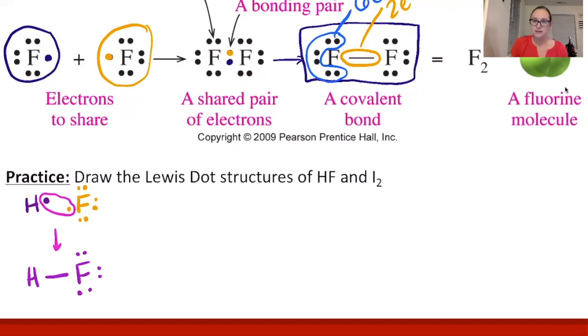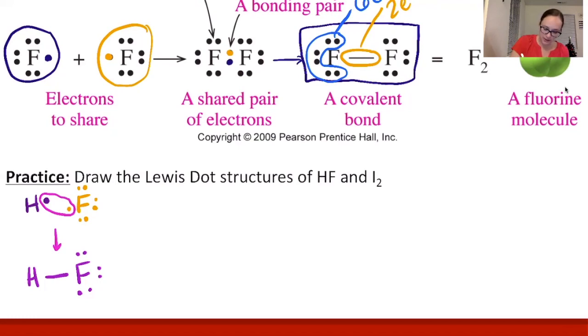And to check this, let's make sure everything follows the octet rule. So fluorine first, again, we have 6 electrons in lone pairs, and then 2 electrons in a covalent bond. So its octet rule is fulfilled. And then for hydrogen, hydrogen is the exception, so we only need 2 electrons, and it has 2 electrons in its covalent bond. So this follows the octet rule.